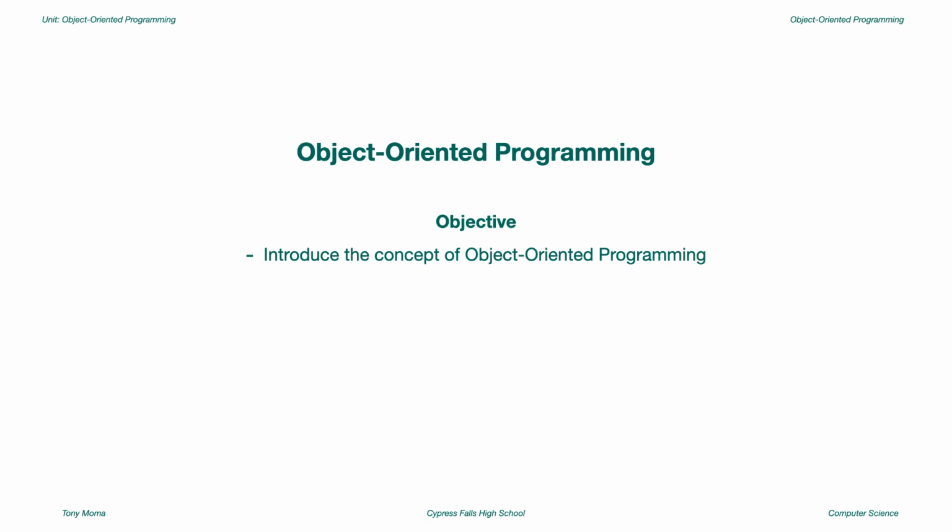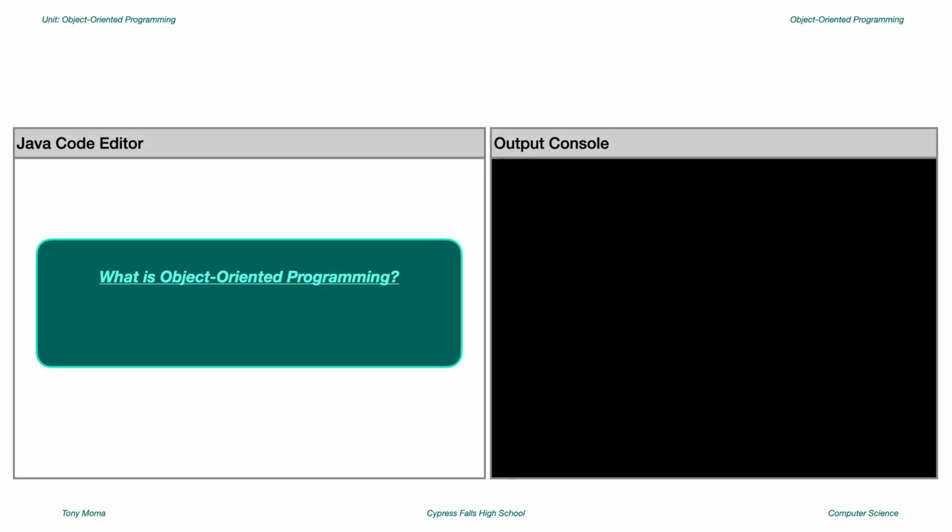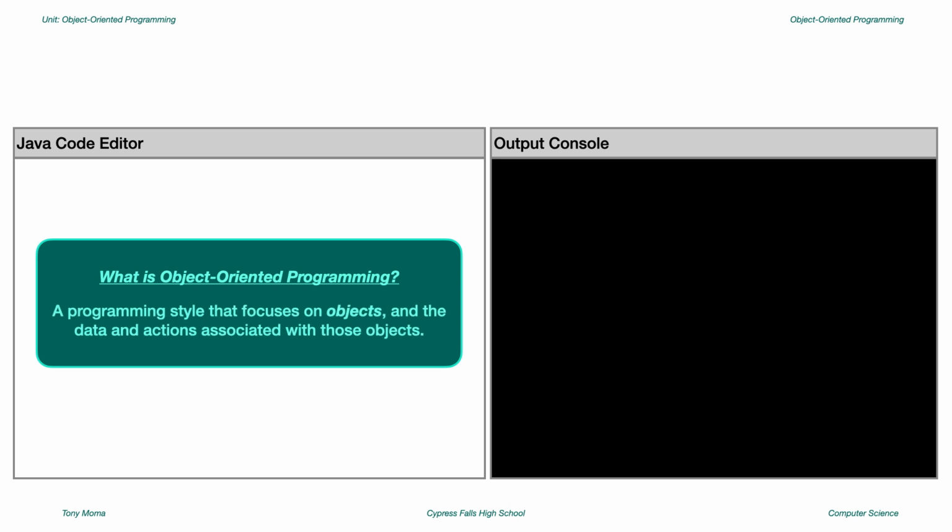Object-oriented programming. In this video, we will introduce the concept of object-oriented programming. First off, what is object-oriented programming? Object-oriented programming is a programming style that focuses on objects and the data and actions associated with those objects.